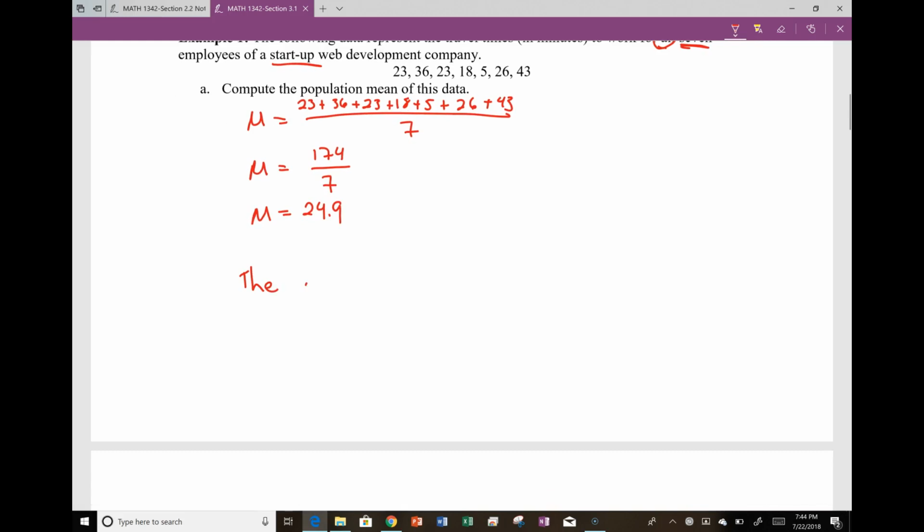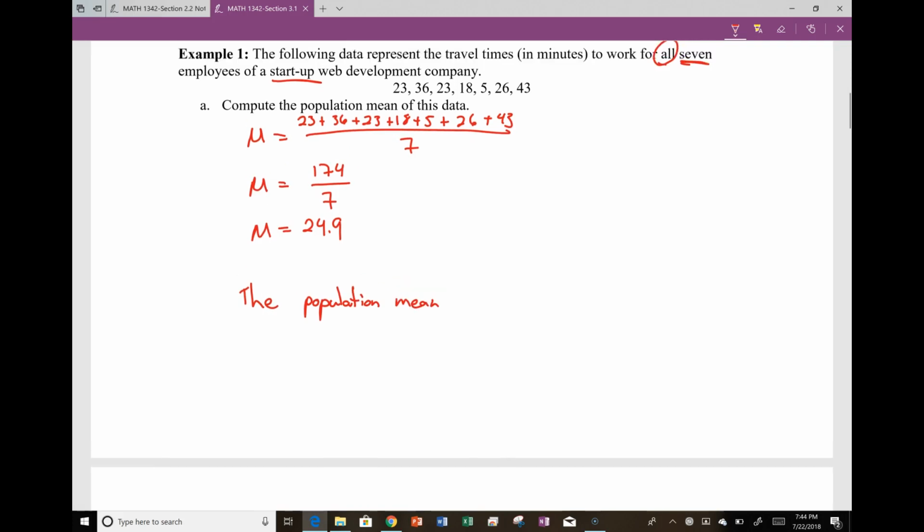And I'm just going to put the population mean travel time, because that's what we're talking about, is 24.9 minutes, because we are speaking in minutes.